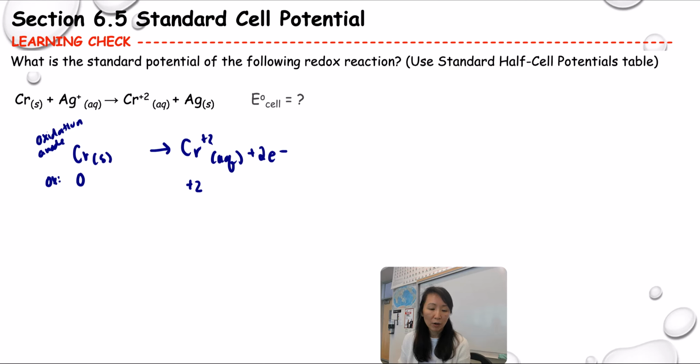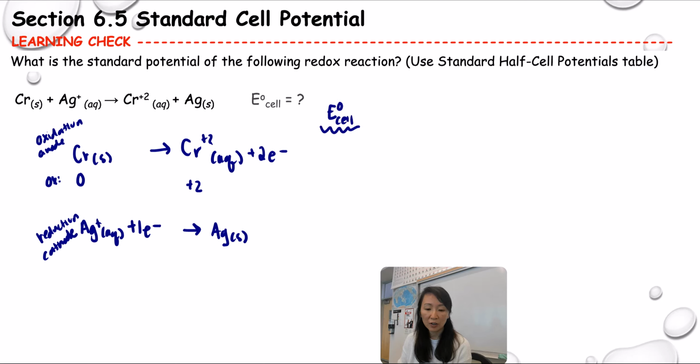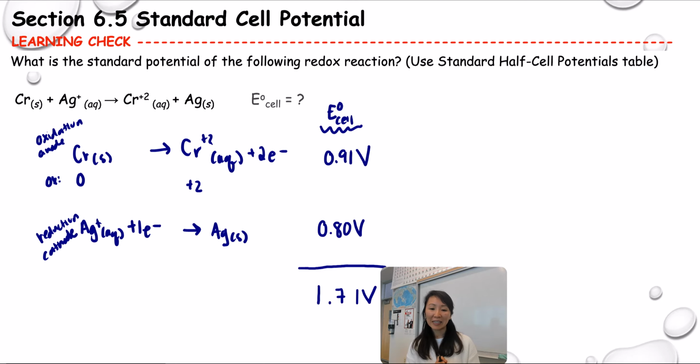What about the other one, the silver? So we have silver plus, and we know from the previous learning check, you just needed 1 electron to form silver solid. And this is a reduction process happening in the cathode. Okay, so now it wants to know the potential. Well, for each of these, go back to your reference sheet and check what those are, add the two values, and come back and check this video. And so here is the key.